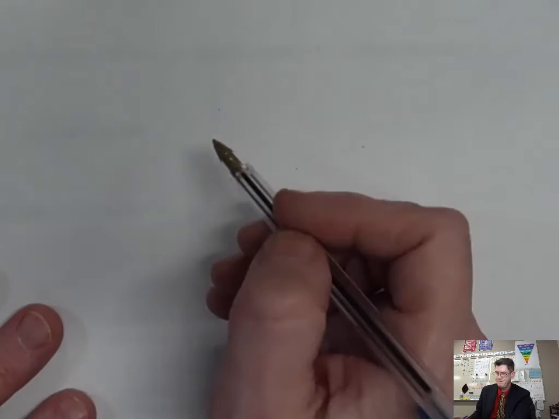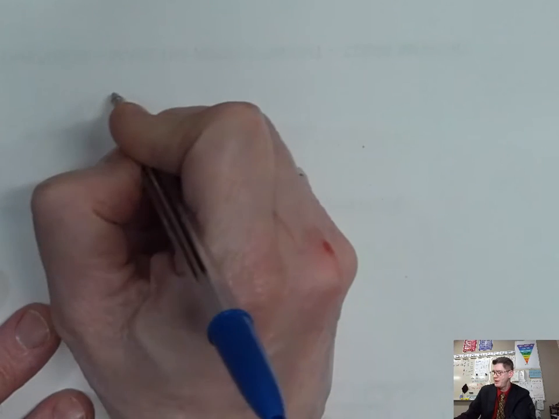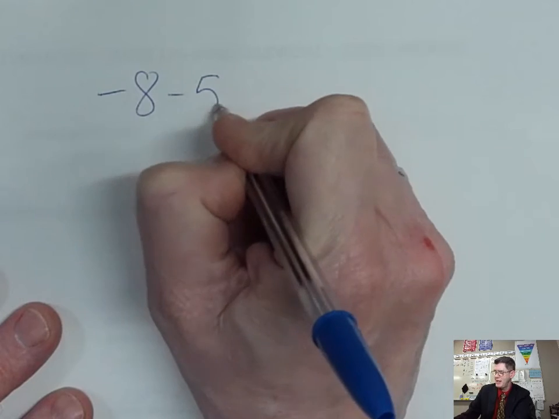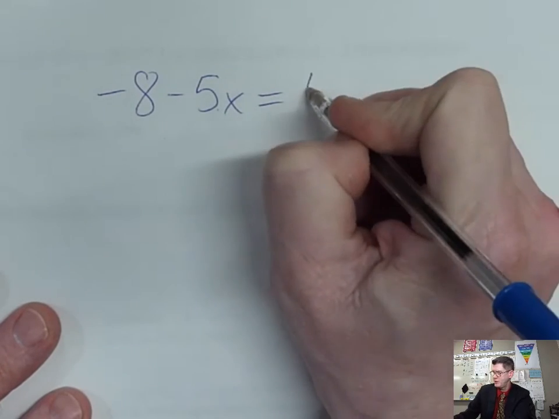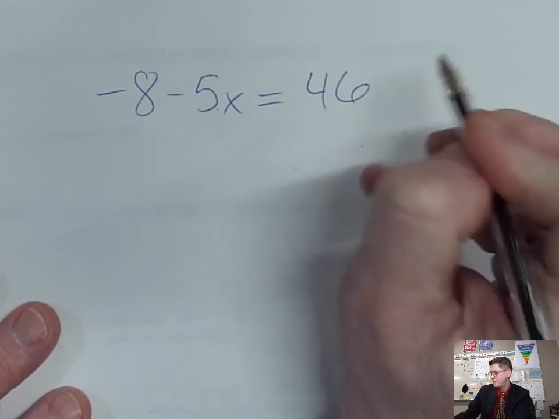Reduce out the add and subtract, and then reduce out the multiply and divide. What if I've got, let's go ahead and do it, negative 8 minus 5x equals 46.